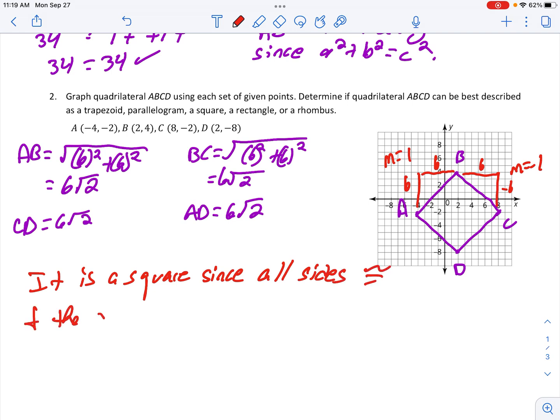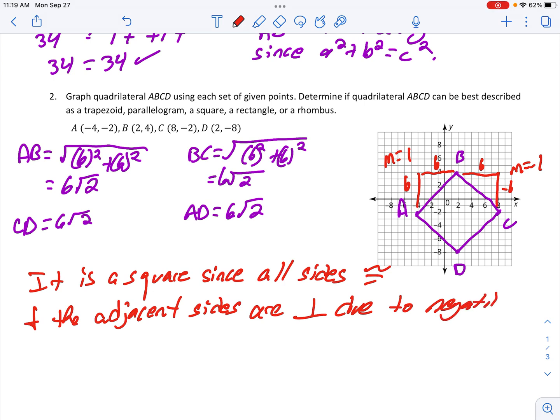And the adjacent sides are perpendicular due to negative reciprocal slopes. So 1 and -1 are negative reciprocals of one another, and because of that, that means they are intersecting at a right angle.